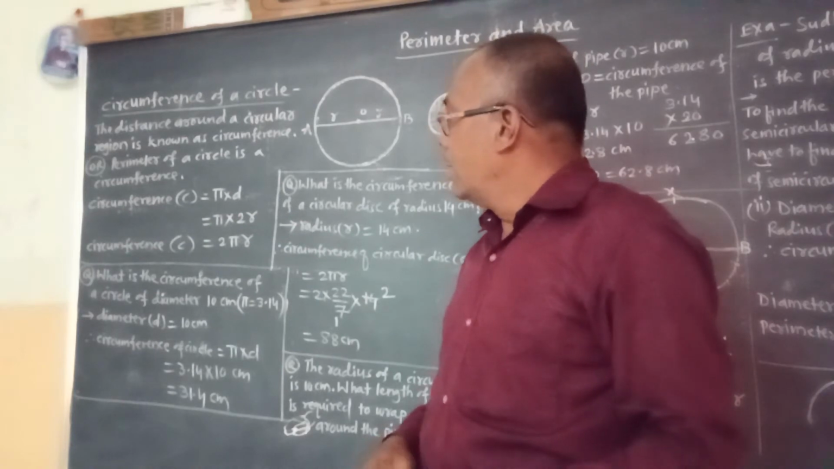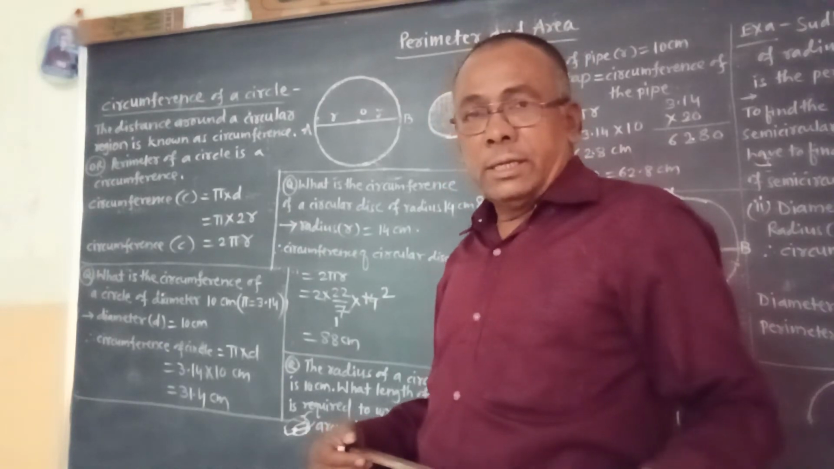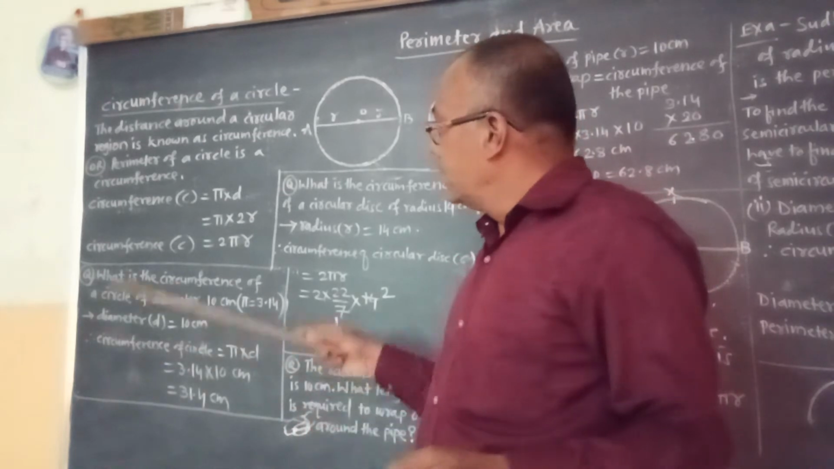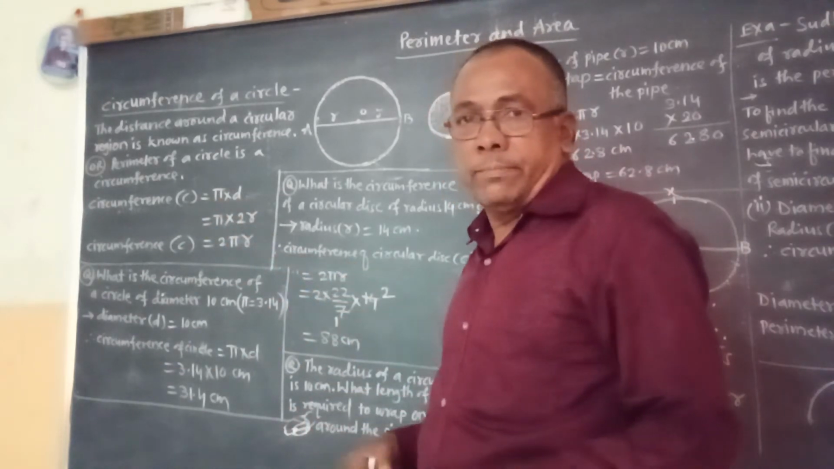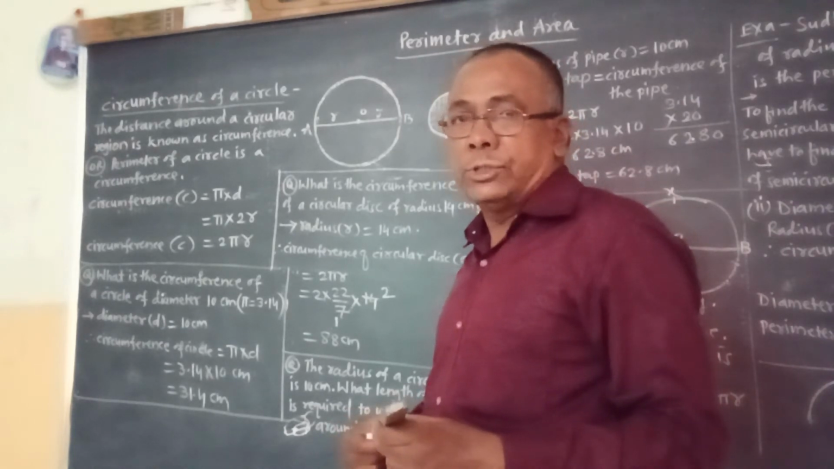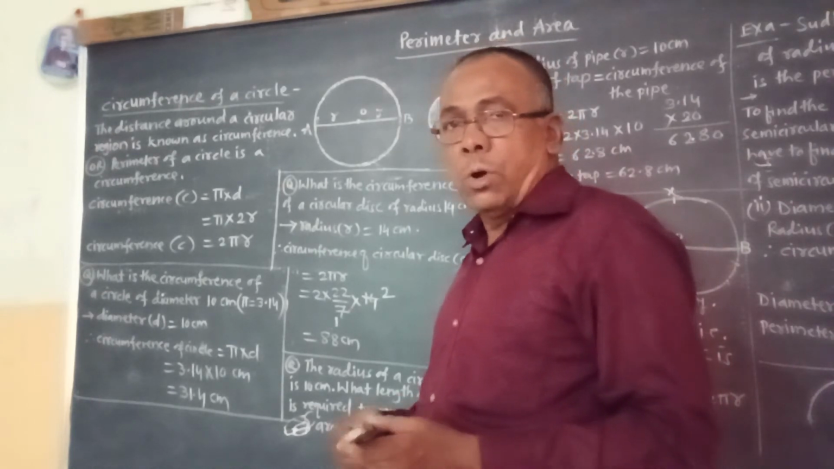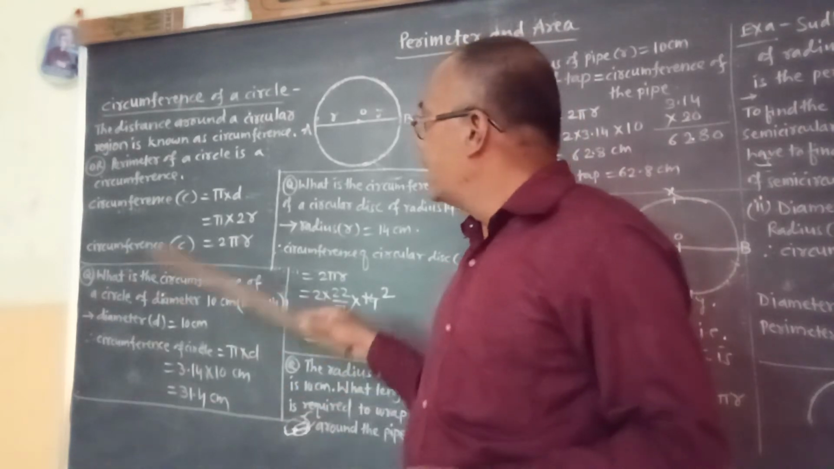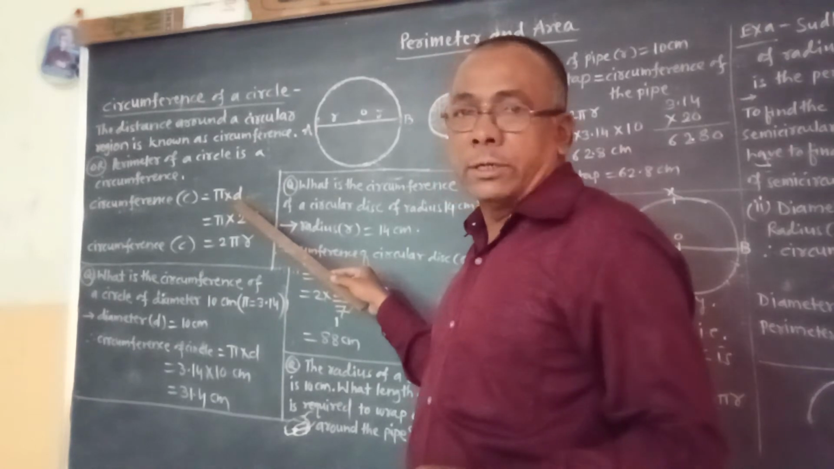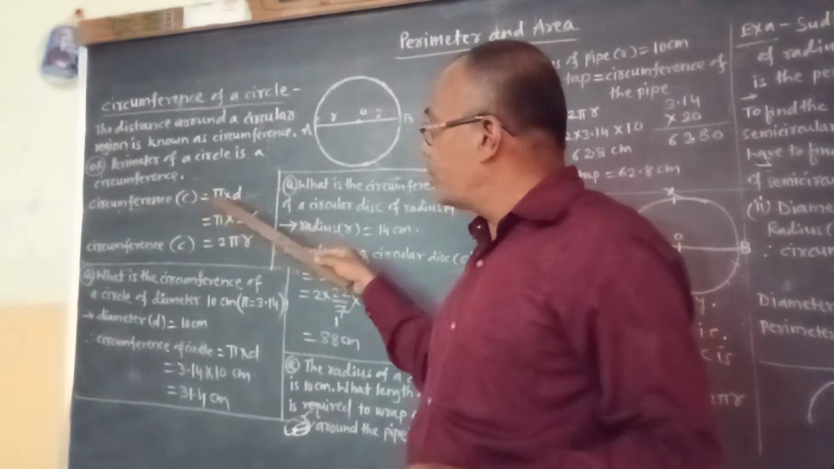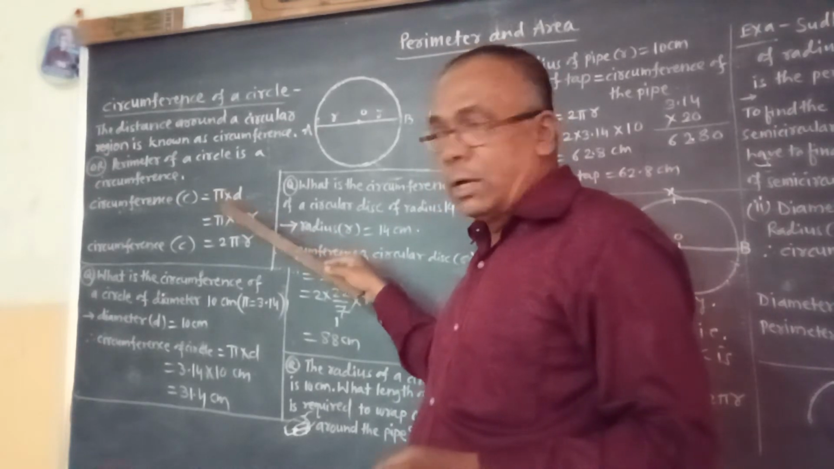Here circumference C of the circle is given by pi into d, where pi is the constant term and its value is 3.14 or 22/7, and d is the diameter, means length of the diameter. So circumference C is equal to pi d or pi into d.